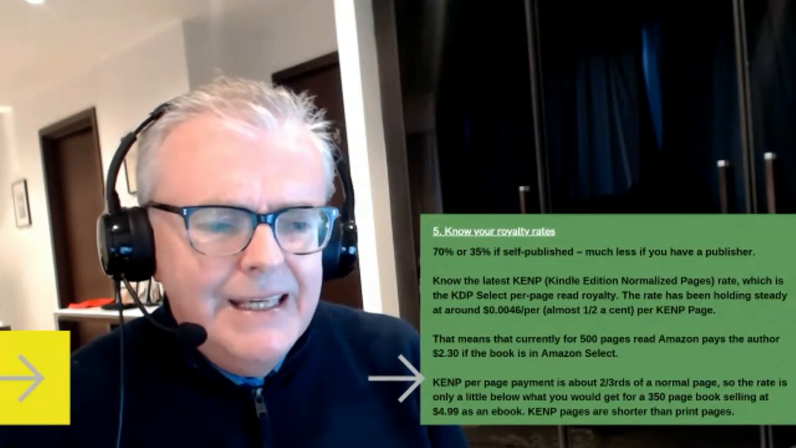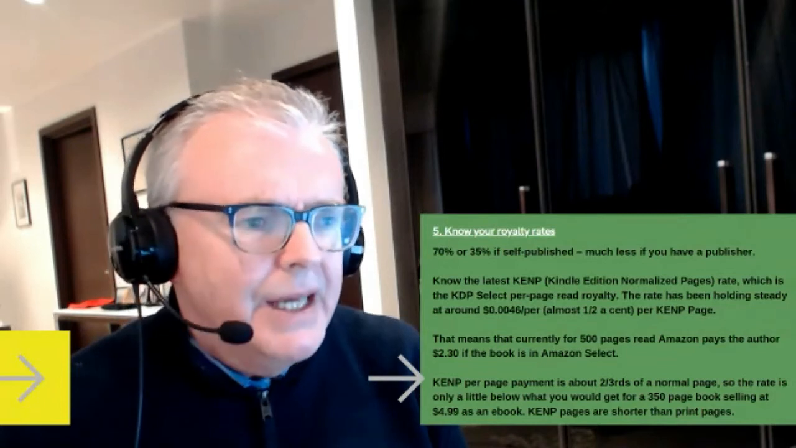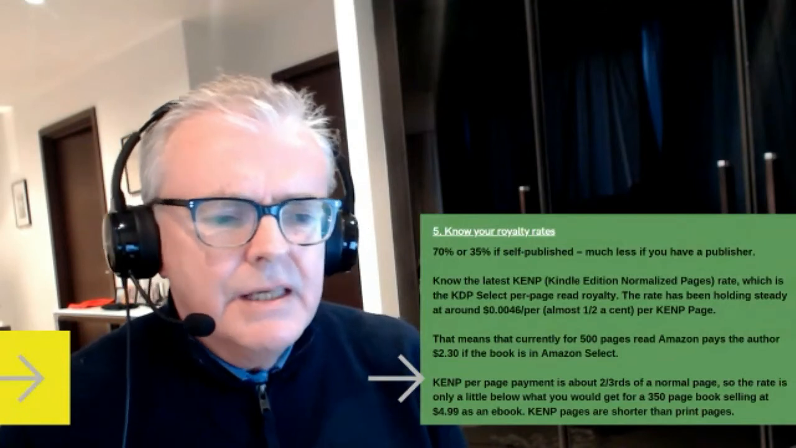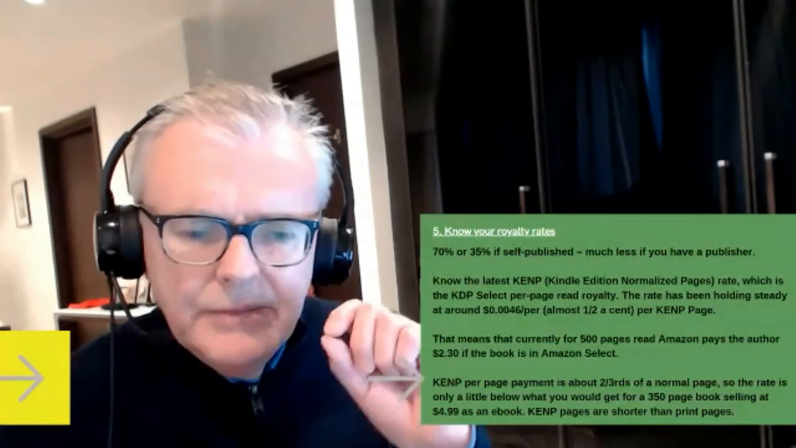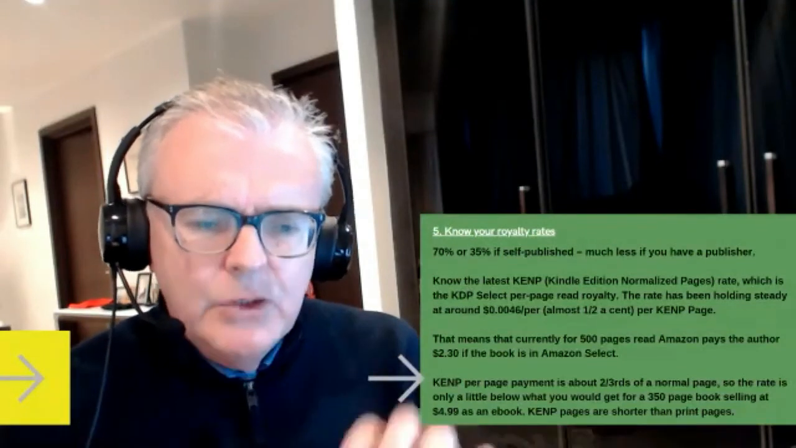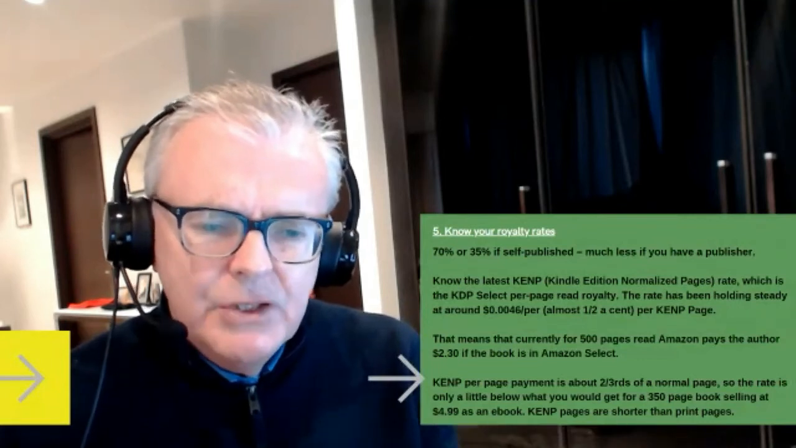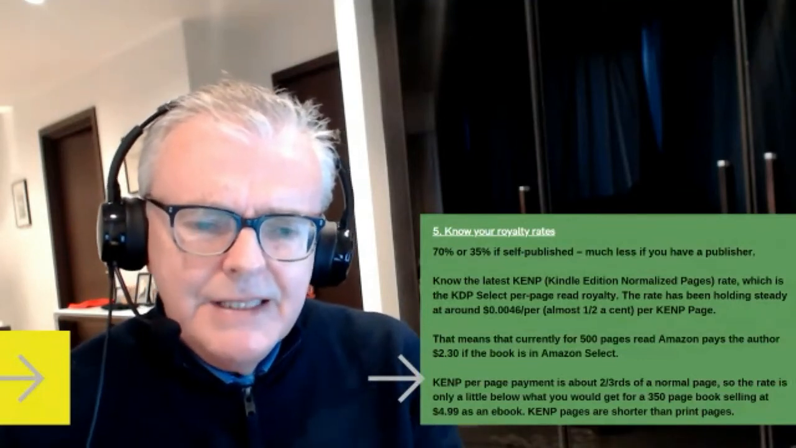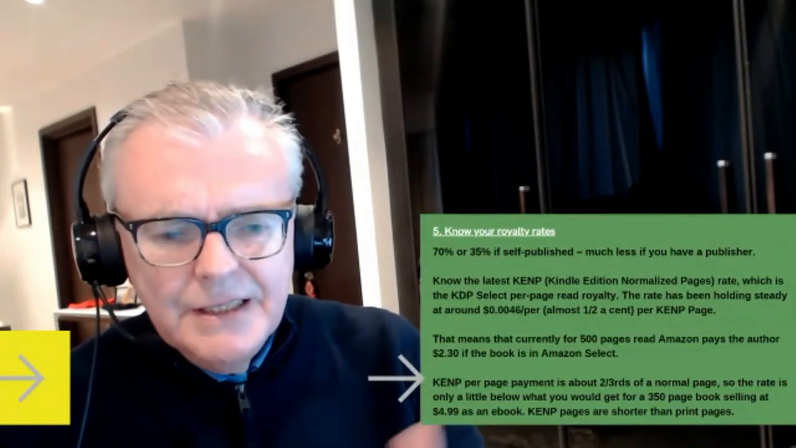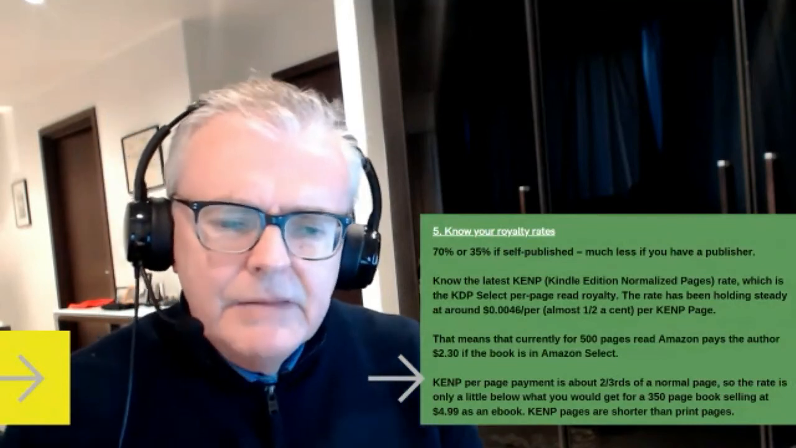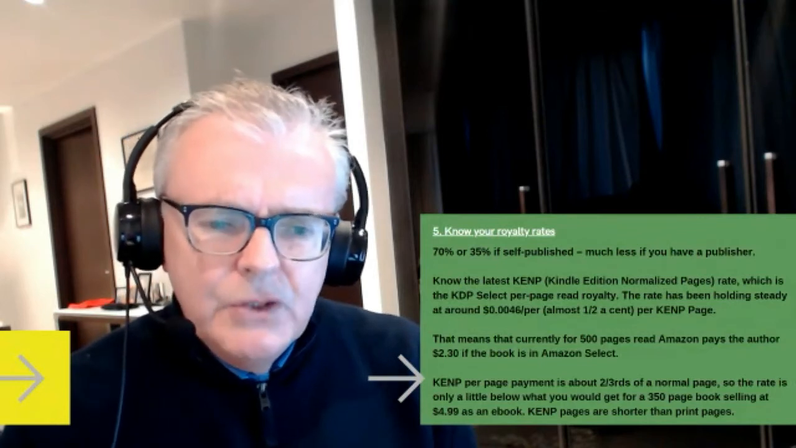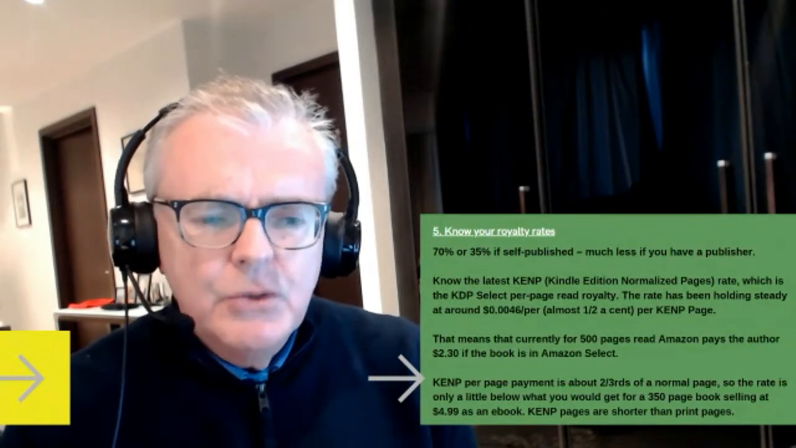Know the latest KENP Kindle Edition Normalized Pages rates. And the KENP page rate, it's when you're in KDP Select, and you can set that at any time, but please make sure you take your ebook out of other services, selling it on other services when you do, because Amazon will send you a nasty email if you don't, saying please remove it from other services or we'll stop selling it, something like that. It's relatively easy to take it off other services, but please make sure you do, or do within a few days of clicking it on that you want to go into Select.